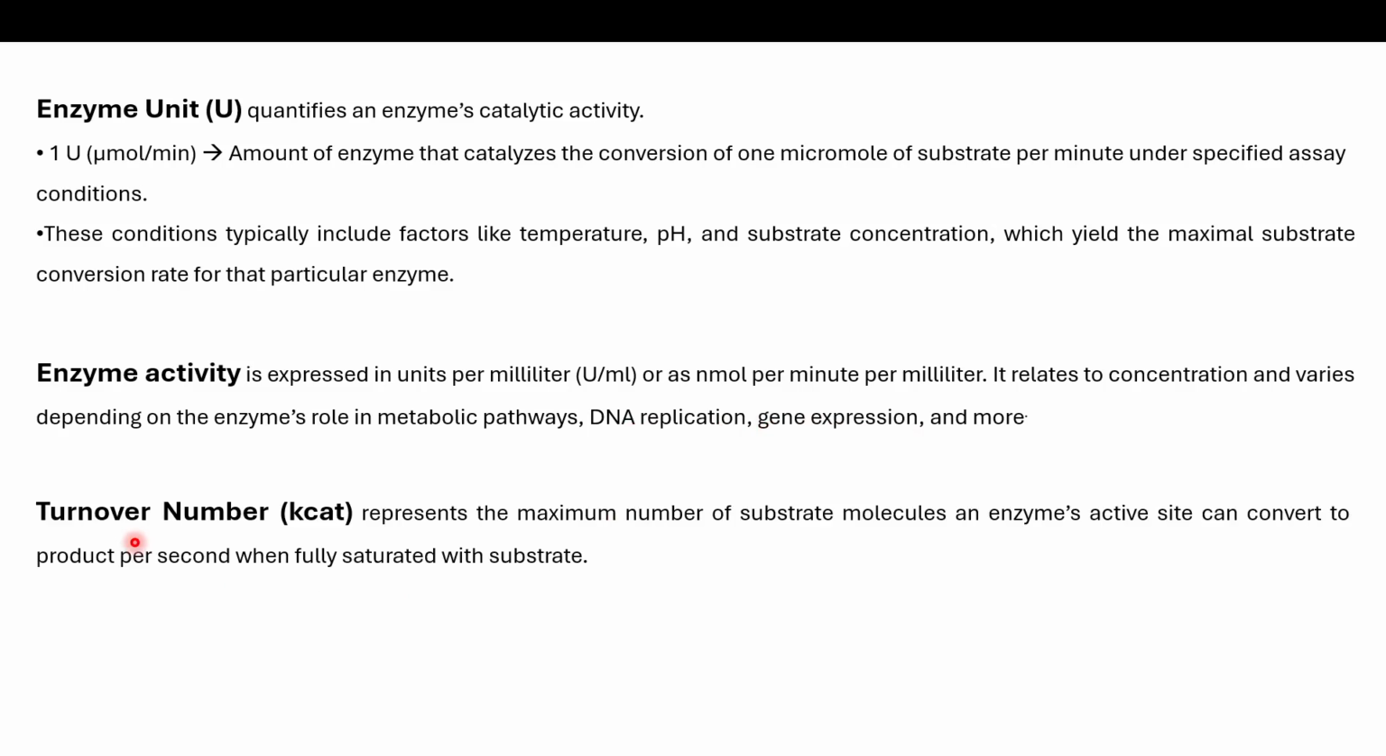And there's another term that you might have come across earlier also, which is turnover number or kcat, which represents the maximum number of substrate molecules an enzyme's active site can convert to product per second when it is fully saturated with the substrate. Okay, so these are a few terms that you might come across while reading about enzymes and enzyme activity. So just keep these in mind.